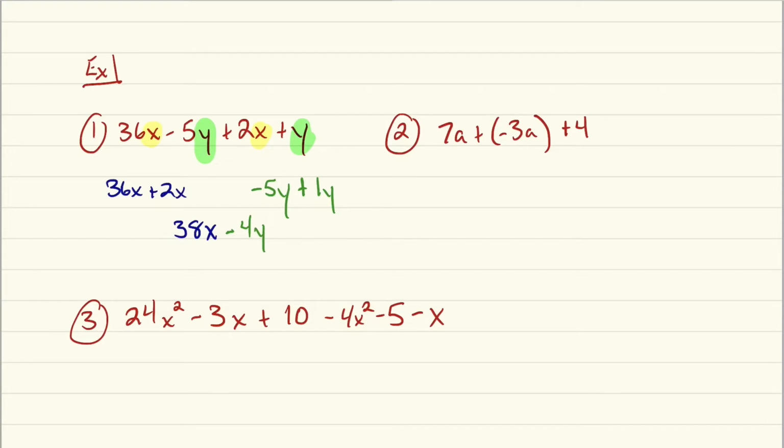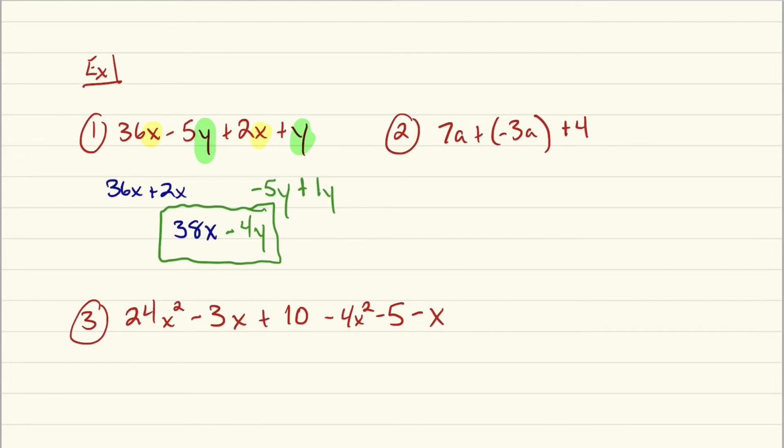So now we have our final expression that's simplified. Remember, from 3.1, it's an expression because there's no equal sign. Our final expression is 38x minus 4y.